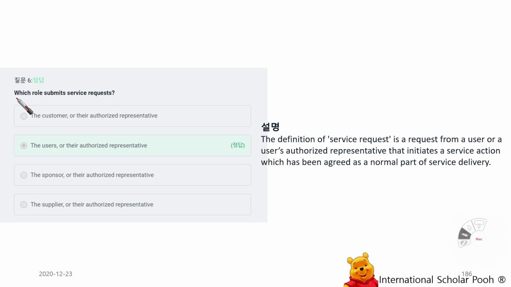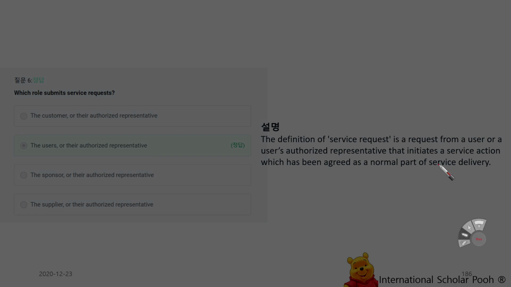Which role submits the service request? The users or their authorized representative. The definition of service request is a request from a user or a user's authorized representative that initiates a service action which has been agreed as a normal part of service delivery.